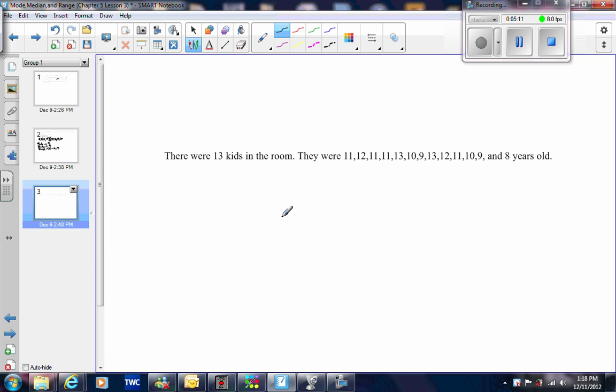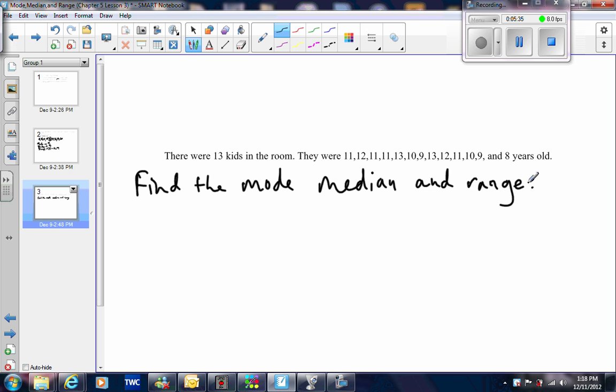All right, I'd like you to try this one. 13 kids in the room. This is their ages. Find the mode, median, and range. Go ahead and pause the video right now and give this a shot. See if you can find out what these three are.